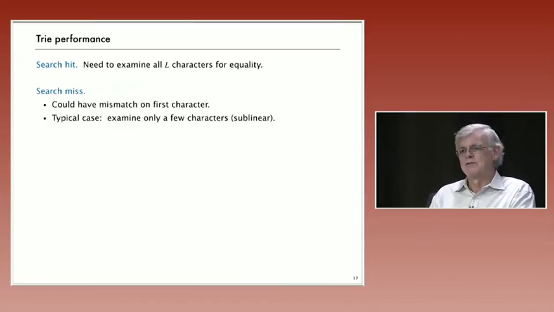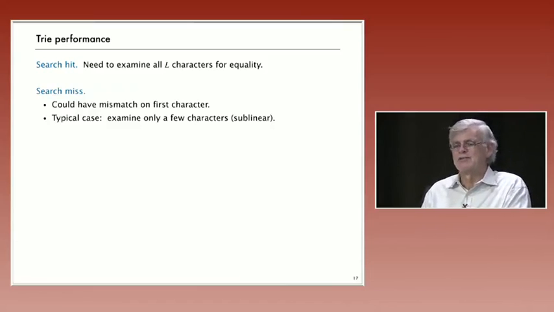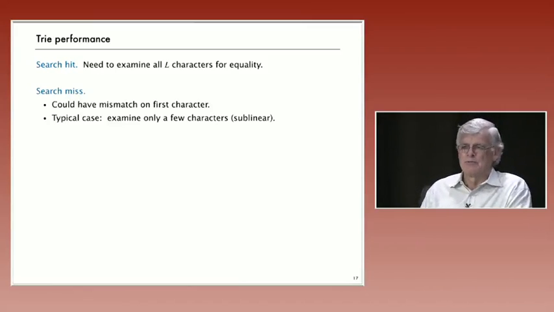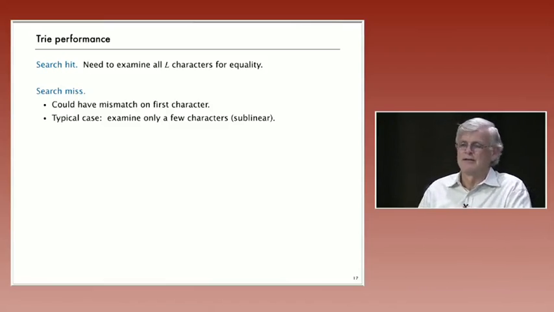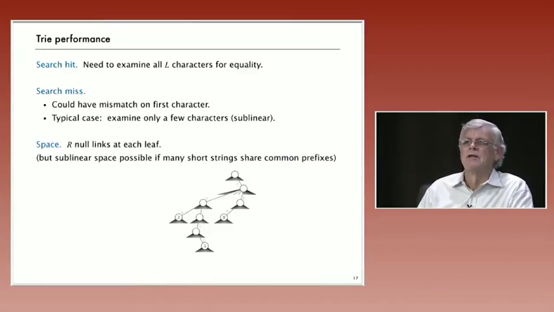So right away, you can see by thinking about a search miss, that trie algorithms can be sublinear. We can find out that a key is not in the trie by only examining a few characters. If we don't have any strings in our trie that begin with the same few characters as our search key, then it's not there. That's a typical case.